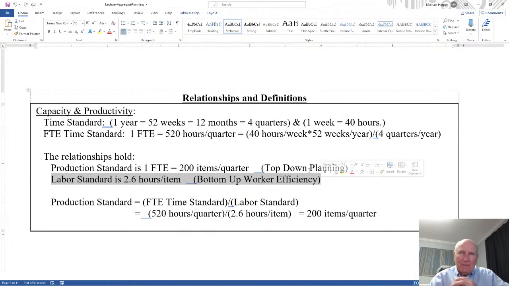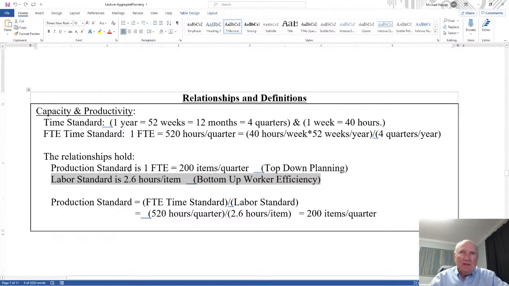It's a standard. Now, if you have training, maybe they can do it faster. The 2.6 hours goes to 2.5 hours. If you have a design of your workspace, it becomes more efficient. The 2.5 maybe goes to 2.4. If you reduce the amount of movement you make, the 2.4 goes to 2.3. So this is bottom-up worker efficiency. Make sure that the worker is as efficient as possible.